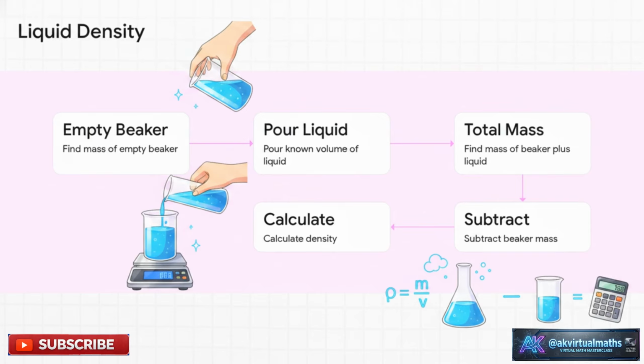Because we can't weigh a liquid without a container, the absolutely crucial step here is remembering to subtract the mass of the empty beaker to get just the liquid's mass. Then, step 5, you calculate density as usual.